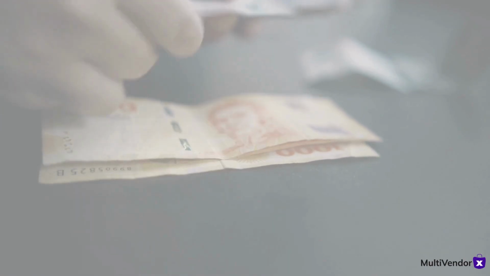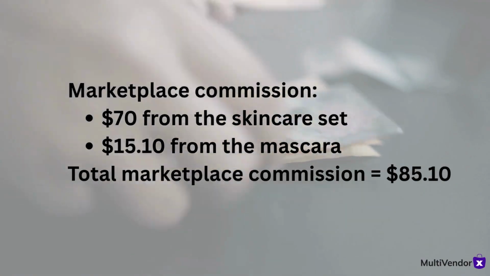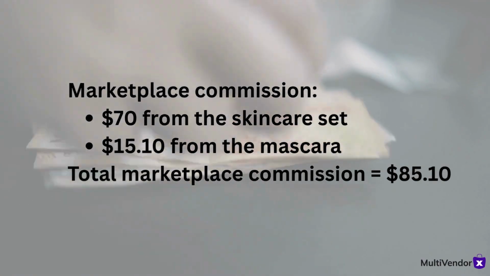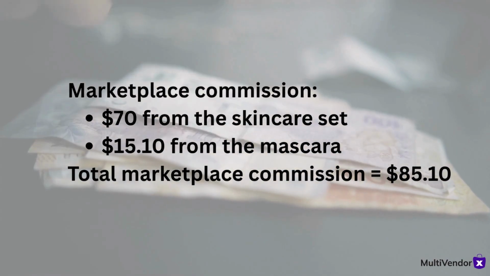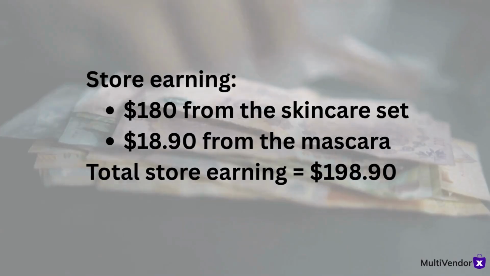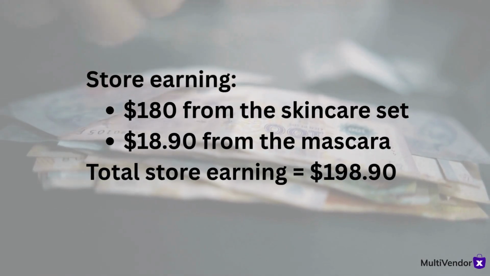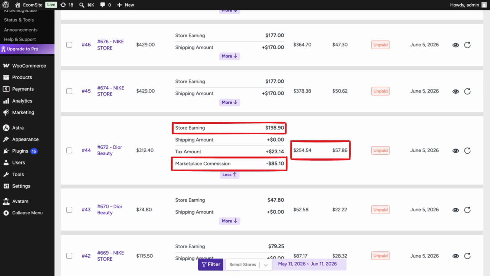Now, if we combine both products, marketplace commission becomes $70 from skincare set and $15.10 from mascara. So total marketplace commission is $85.10. Store earning from skincare set is $180, from mascara is $18.90. So total store earning becomes $198.90. The final earning is different because of tax.